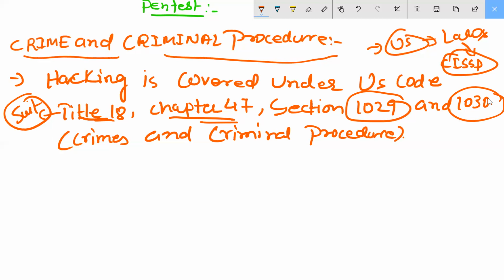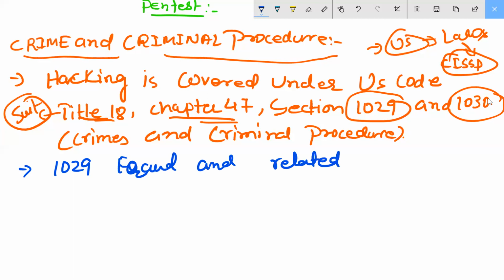Okay, guys, the next point is coming here. Next point is telling you 1029: fraud and related activity with respect to access device.